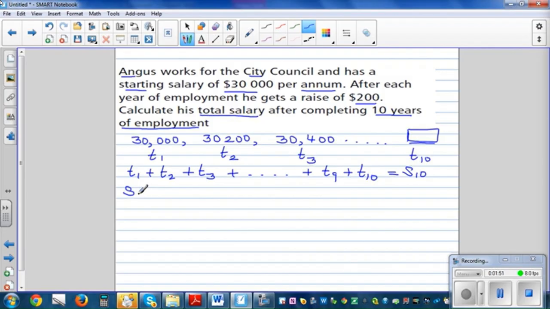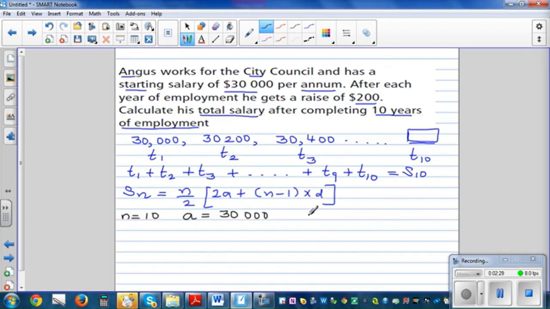So the sum of the first n terms is given by this formula, n over 2 times 2a plus n minus 1 times d. Okay, so this is the sum of the first n terms of an arithmetic sequence. So we know n is 10. What is a? A is the first term, which is 30,000. And d is the common difference, which is 200.